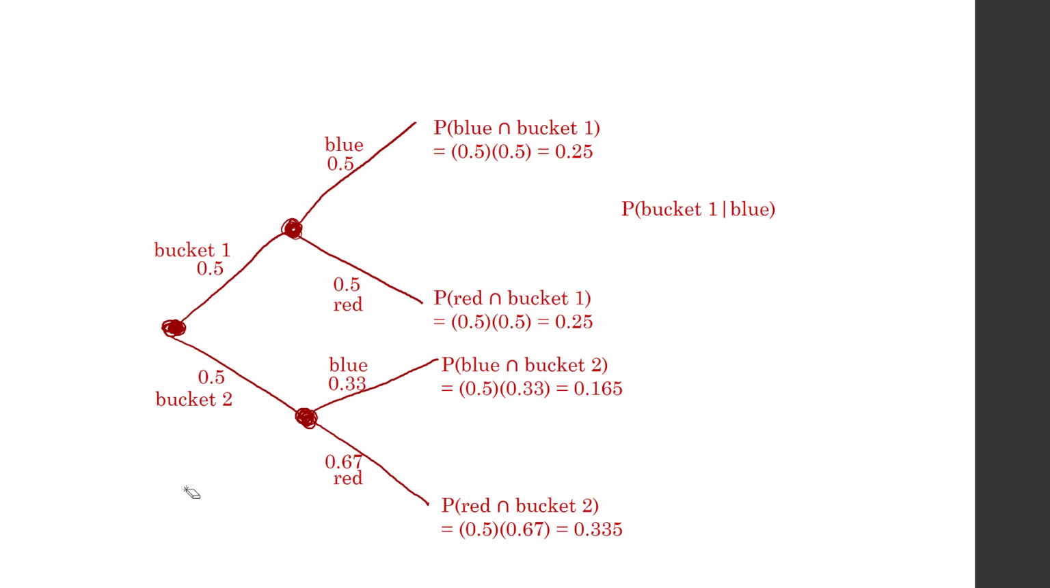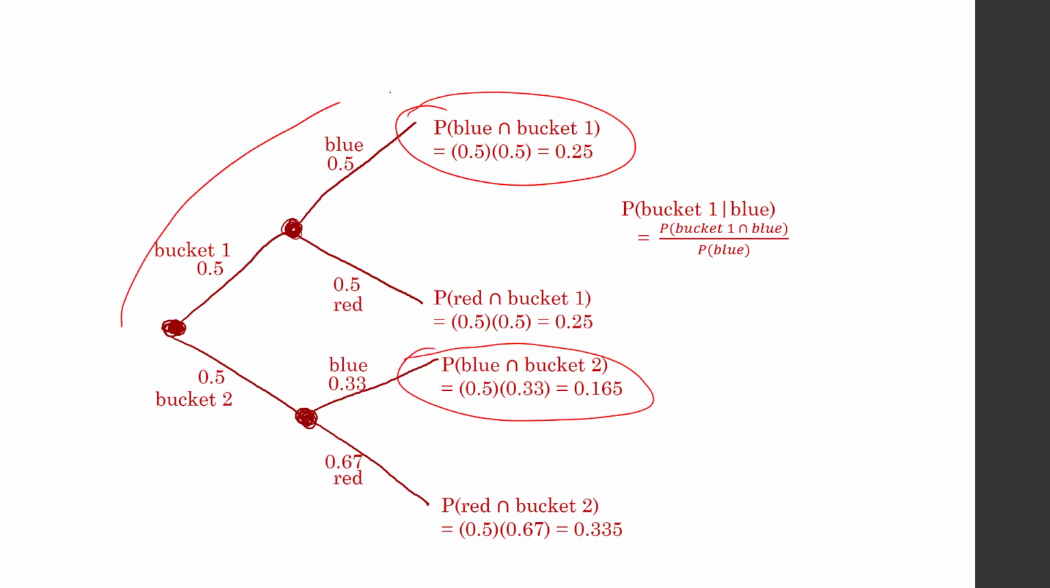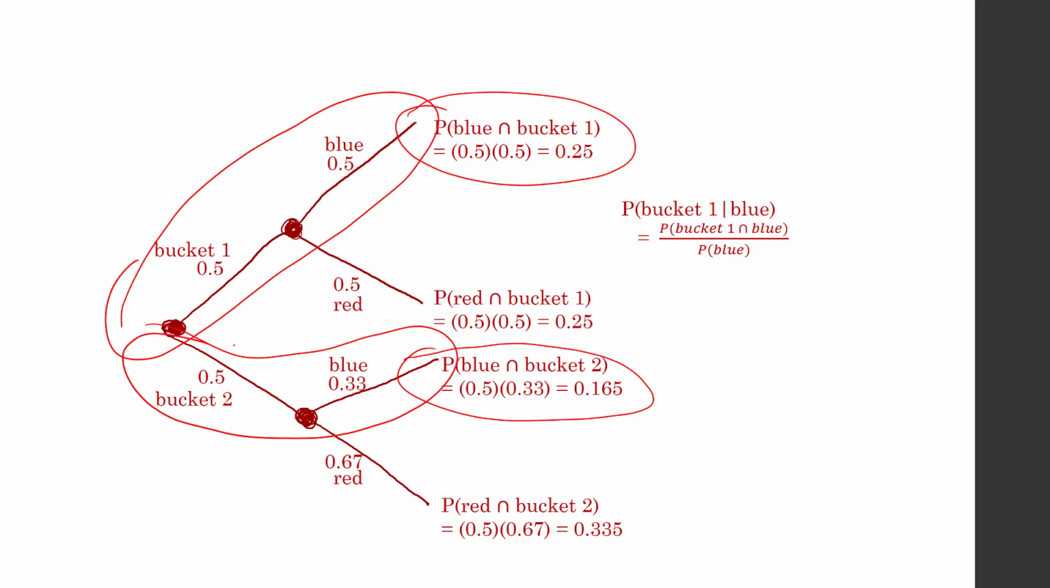Remember, we wanted to compute the probability of being from bucket 1 given that you're a blue marble. And we needed the probability of being from bucket 1 and being blue. We have that numerator now, right? We've got it sitting right here. We now know that that's 0.25. And we also have the probability of being a blue marble for that denominator. How many of these paths result in being a blue marble? This one does, and this one does, right?